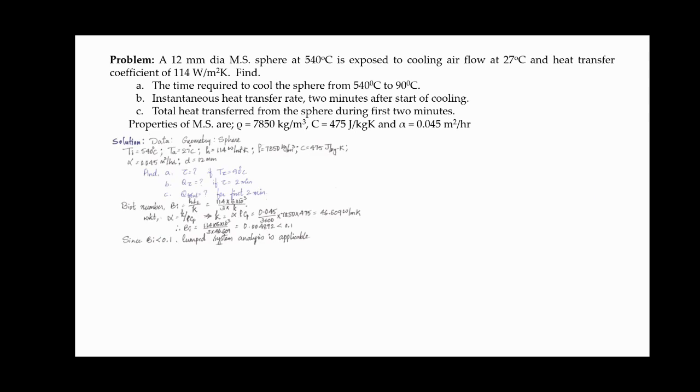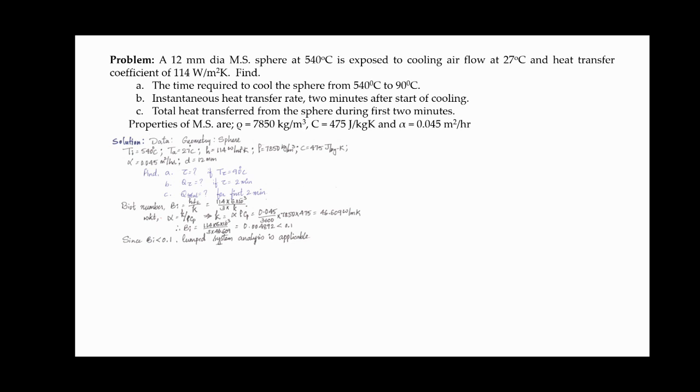And now let us list out the data. The geometry is sphere. Then initial temperature is given as 540 degrees Celsius, fluid temperature is 27 degrees Celsius, heat transfer coefficient is 114 watt per meter square Kelvin, then the density is 7850 kg per meter cube, and specific heat is 475 joule per kg Kelvin, and the diameter is 12 millimeter and alpha is 0.045 meter square per hour. Now we need to find out tau. If T tau is 90 degrees Celsius, then we need to find out instantaneous heat transfer Q tau if tau equals 2 minutes, and we need to find out Q total for first 2 minutes.